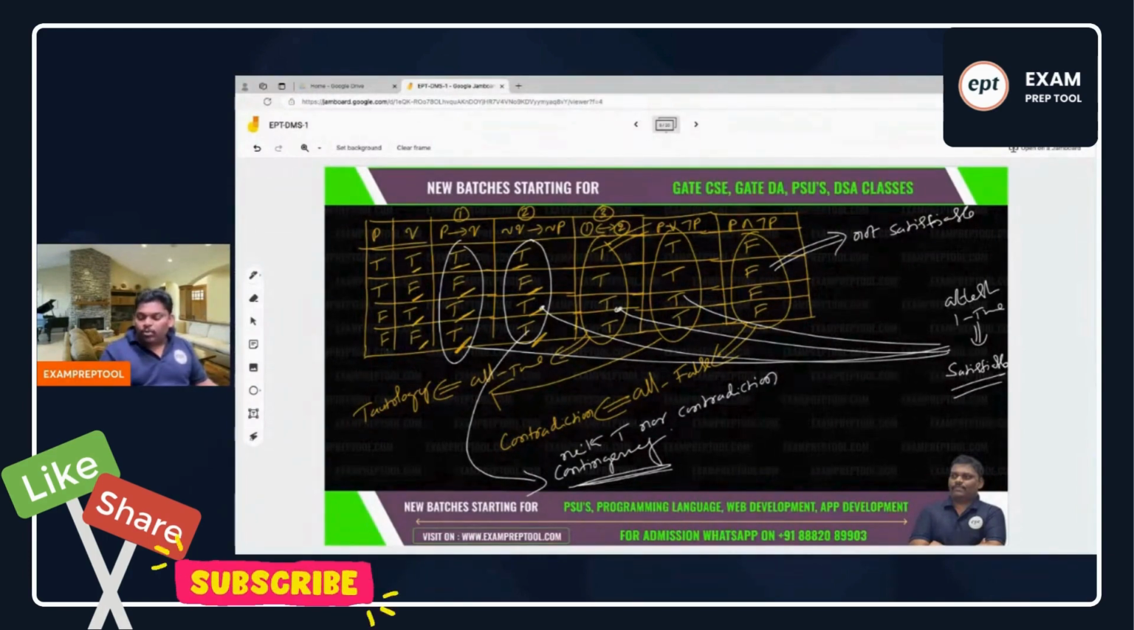In a truth table, if it is neither tautology nor contradiction, it is known as contingency. In a truth table, if there is at least one true, it is satisfiable. Next one, contradiction can never be satisfiable. Every contingency is satisfiable. Every tautology is satisfiable.